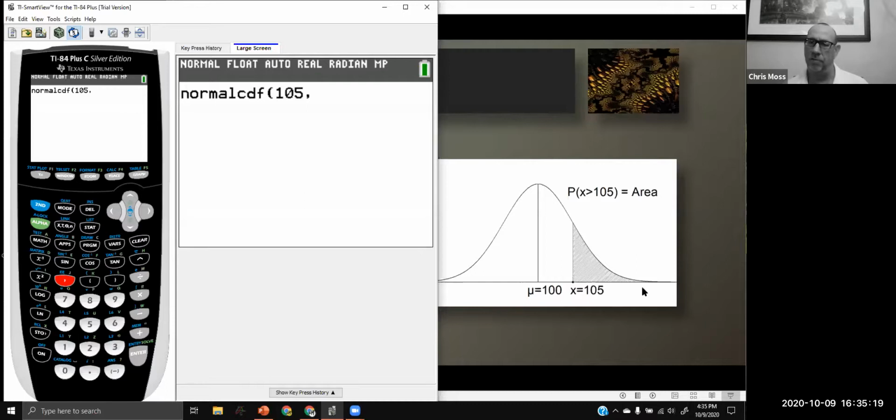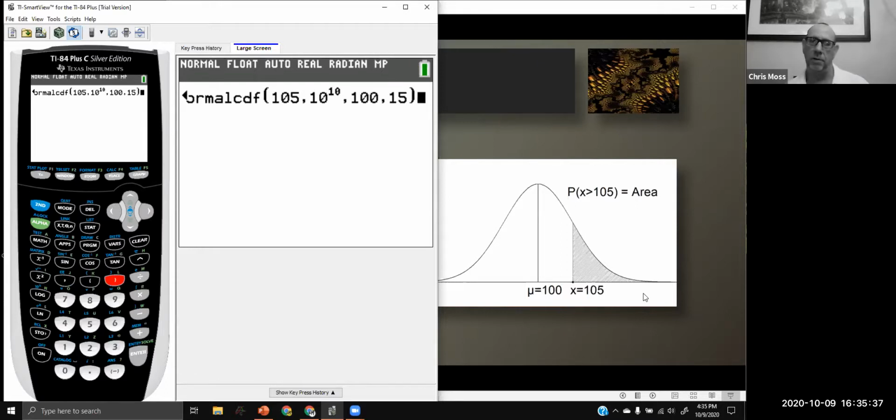Now the right endpoint is functionally at infinity, 10 raised to the 10th power. Gets me close enough, comma. Now go the parameters, 100 and the 15. Close up the parenthesis, and now we're ready to go.